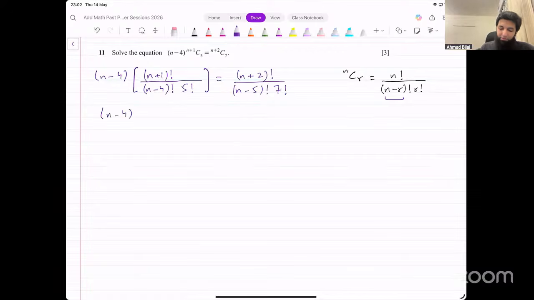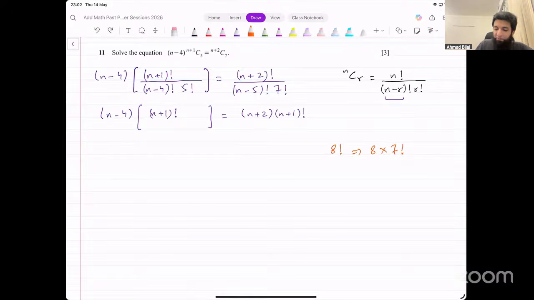N minus 4. This is n plus 1 whole factorial. This is n plus 2 whole factorial in the numerator. Now, can we simplify them a bit so they get cancelled? N plus 2 whole factorial is a bigger number. So we can keep n plus 1 whole factorial as it is. On the right side, we can write n plus 2 factorial as n plus 2 into n plus 1 factorial. It's like saying if you have 8 factorial, that's the same thing as 8 into 7 factorial. That's exactly what I've done here.